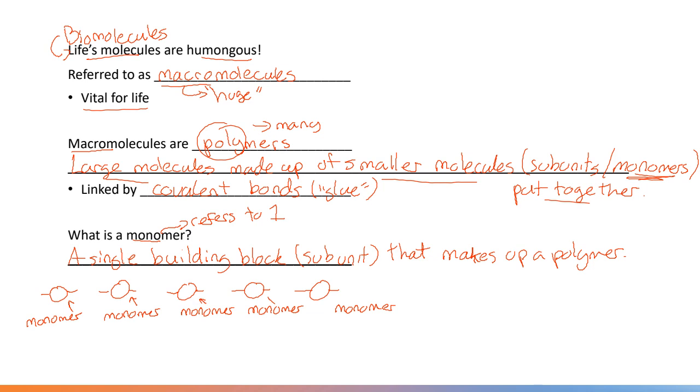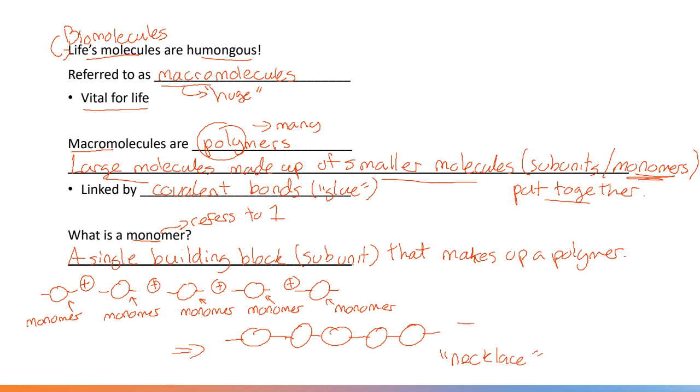And what you want to do is you want to make a pearl necklace, right? So you're going to put them all together, glue them together. So let me put here one monomer plus another monomer plus another monomer plus another monomer, you make a pearl necklace. Think of this as a necklace. Well, this is going to be your polymer. Why? Because it's made of separate monomers or separate subunits.